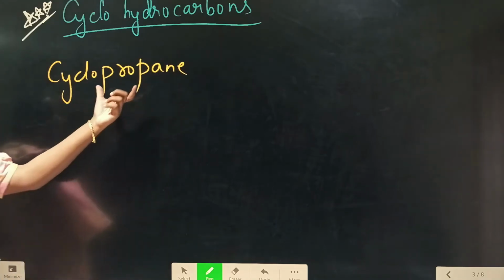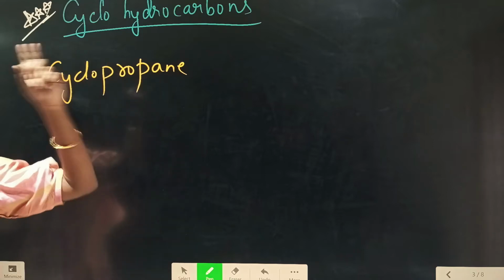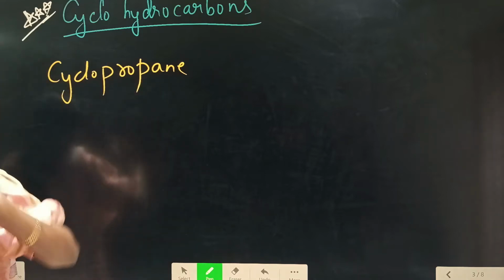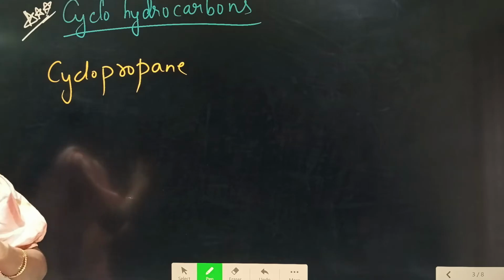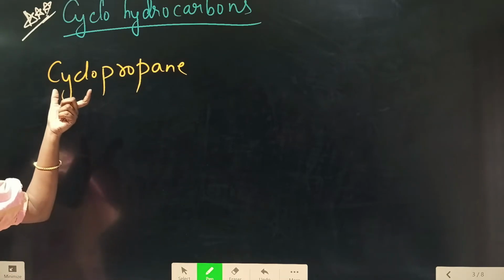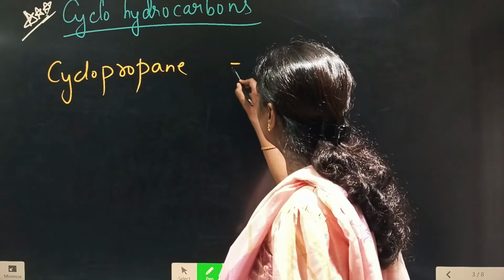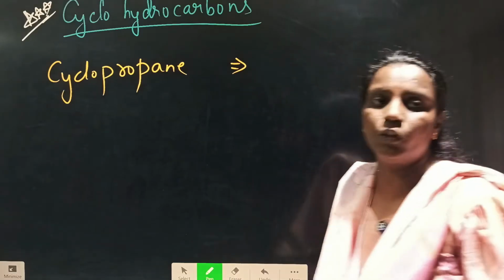So in this propane, you already know the propane. Propane means what? Alkanes, that is, single bonds, and how many carbon atoms will be there? 3, right? With that propane we have a prefix word of cyclo. It means that the carbon atoms form a ring.